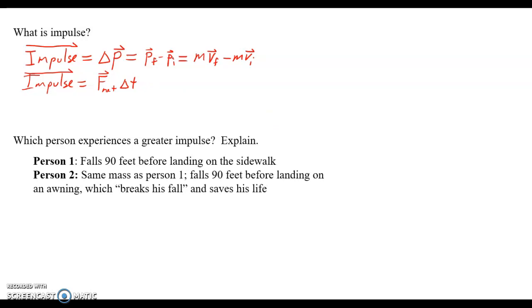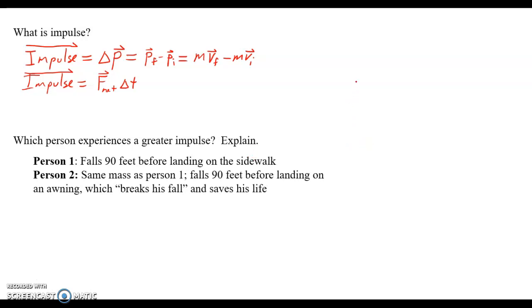All right, so there are these two different ways to think about impulse. They're both correct. And we can see that impulse is not equal to force; impulse and force are two separate things. Here's an example that will allow us to understand that a little better. I have a person that falls 90 feet, and then they land on the sidewalk. Certainly not a good thing for that person.